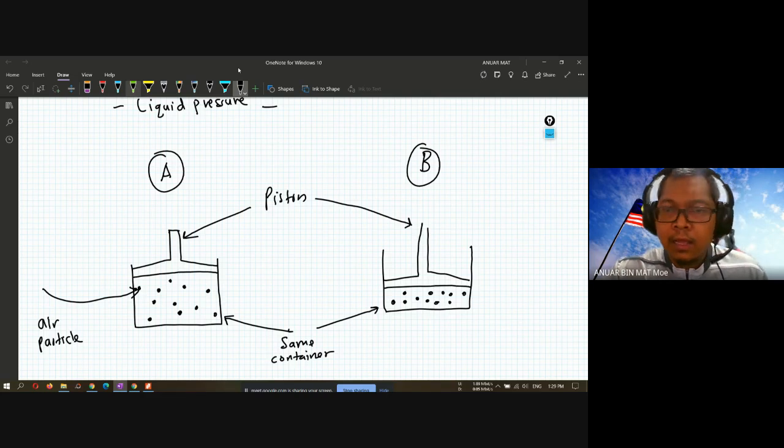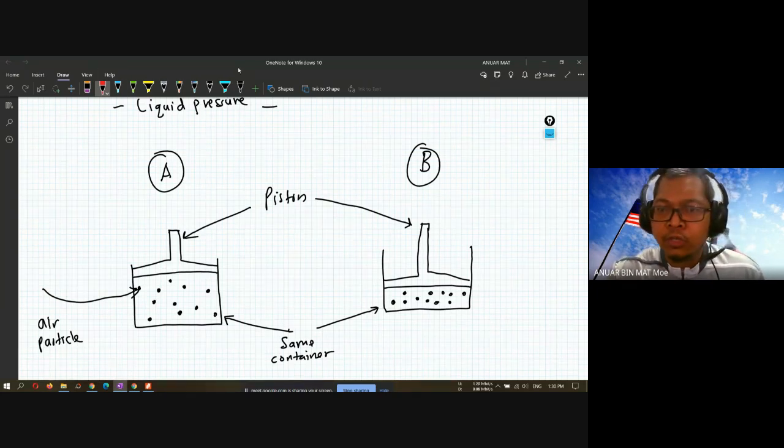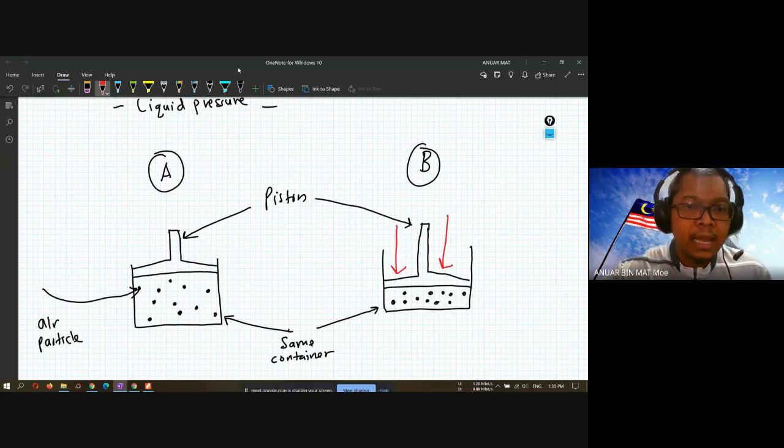Container A, we do not push it. We do not push the piston in A. All right. So, what are the pressure inside and outside? The pressure is the same or different? The pressure inside and the pressure outside, same or different in A? Different. Okay. Again, I do not push the piston. In B, I push the piston down. In A, I do not push the piston down. I will let it like that.